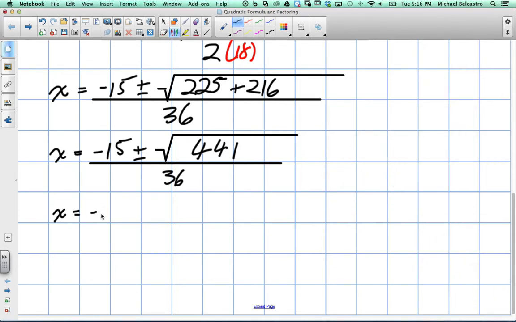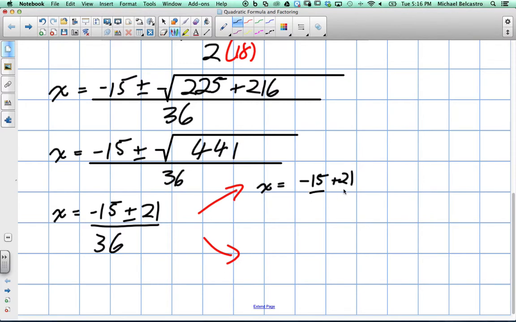x is equal to -15 plus or minus 21 all over 36. So this is where the equation splits. And remember, we're trying to change it into factored form. A lot of times with quadratics, you have two x-intercepts. So that's why it splits. You have two options. You have x is equal to -15 plus 21 over 36. And you have x is equal to -15 minus 21 over 36.